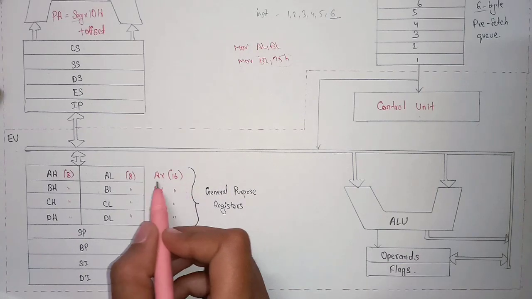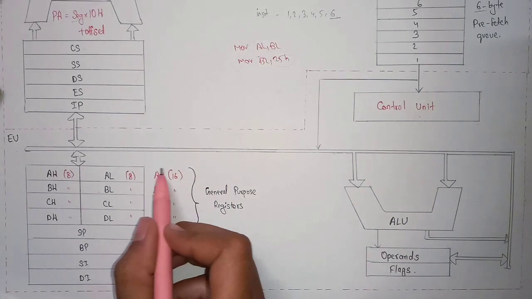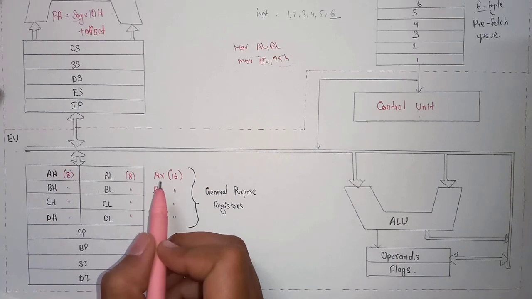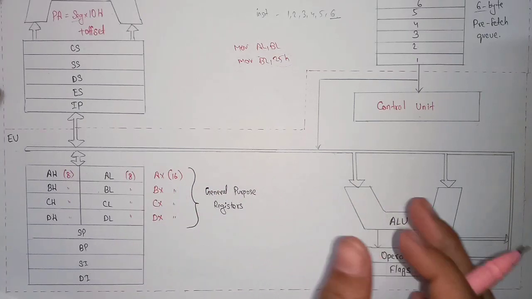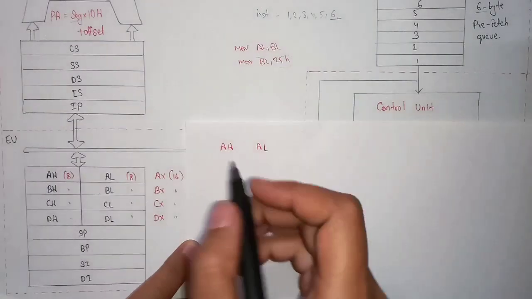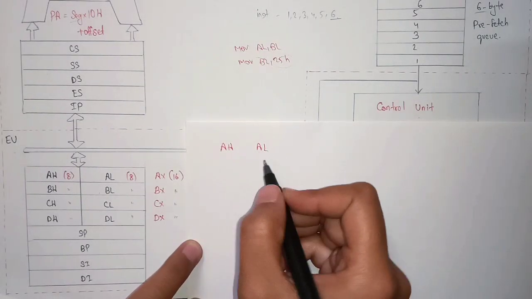So I have to use AX because that is of 16 bit. So AX is having the capacity to store 16 bits of the data. So we will use AX to store that 1234H number. Here, as I said, AH stores higher byte and AL stores lower byte.